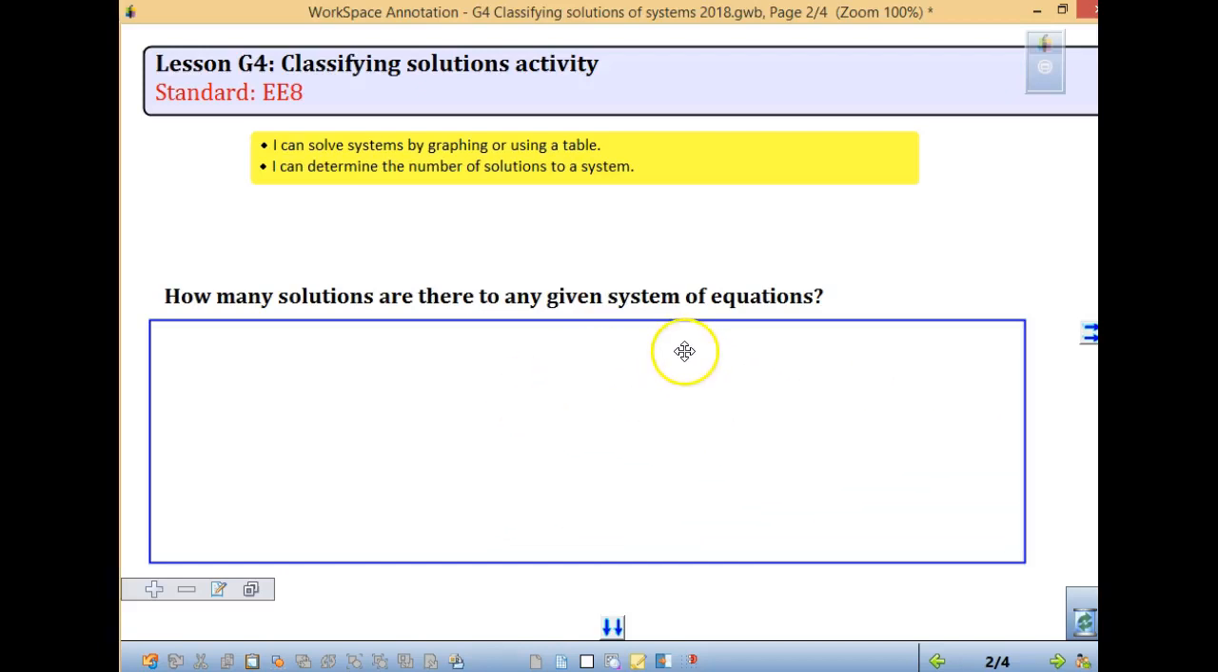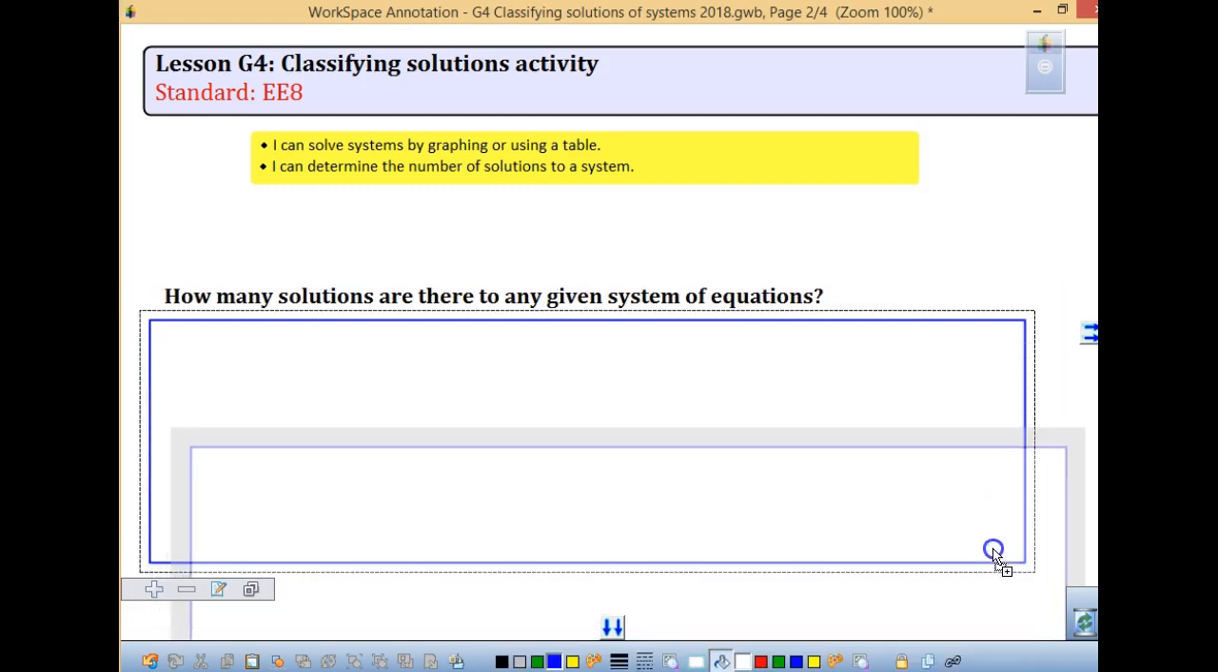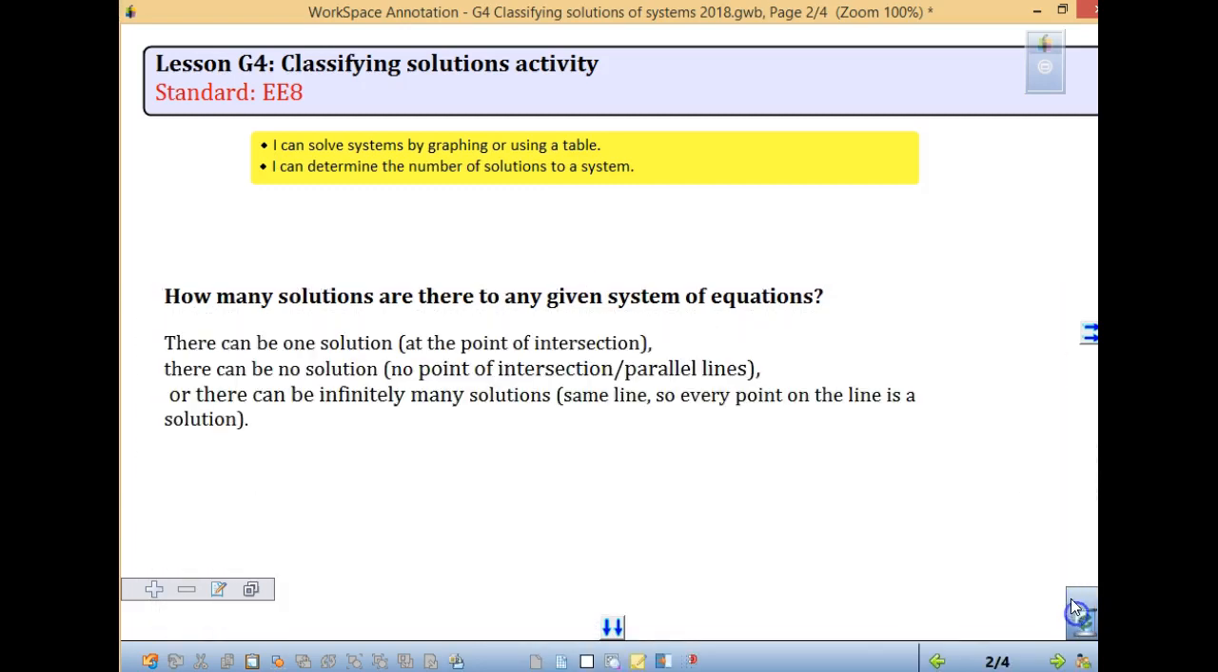How many solutions are there to a given system of equations? There could be one, there could be infinitely many, and there could be none. No solution, right? So there can be one solution, and that one solution is going to be your ordered pair. There could be no solutions, no point of intersection, parallel lines, and there can be infinitely many, meaning every point is going to be a solution.